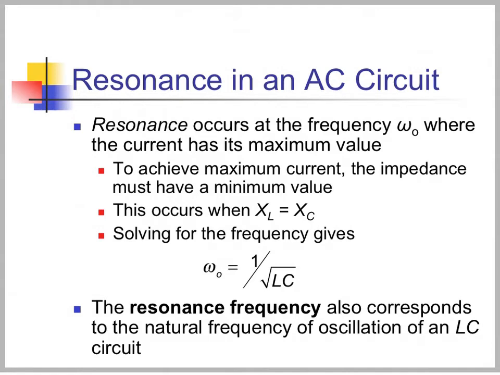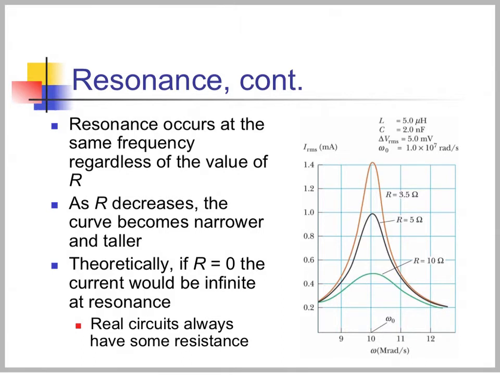So resonance occurs at the same frequency regardless of the value of resistance. And as R decreases, the curve becomes narrower and taller if I'm looking at the current versus the frequency. In this case, omega naught is equal to 10. If I were to have the driving frequency at 9, the current I could get, in this green line, is right here. But as I shift the frequency, I'm going to get higher and higher current. Then as I increase it past that resonance frequency, it's going to go down again.